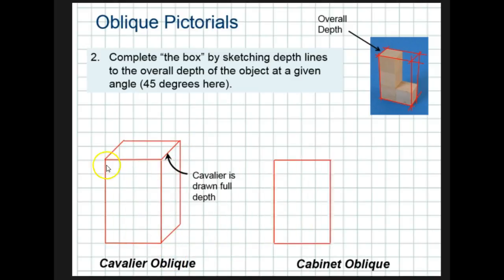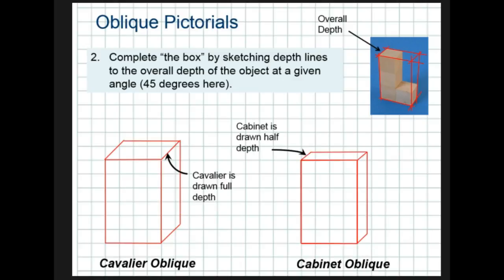Draw all of them in so you can do it, and draw in the front of your cabinet. Now what's the difference in the cabinet? It only goes half as far back. So measure this distance, and you want to have only half of this distance going back on this one. So now you should have these two boxes drawn.